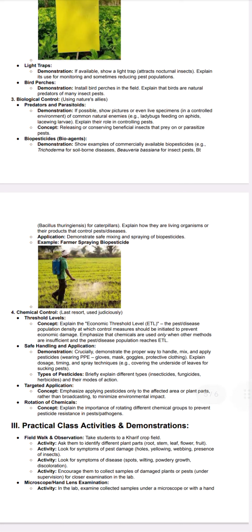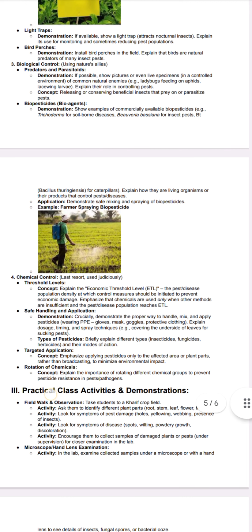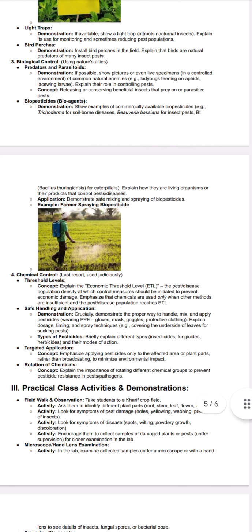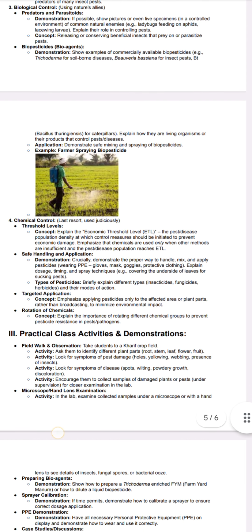Biopesticides or bioagents. Demonstrate, show examples of commercially available biopesticides like Trichoderma for soil-borne diseases, Beauveria bassiana for insect pests, Bacillus thuringiensis for caterpillars. Explain how they are living organisms or their products that control pests and diseases. Application: demonstrate safe mixing and spraying of biopesticides. Example: farmers spraying biopesticides.